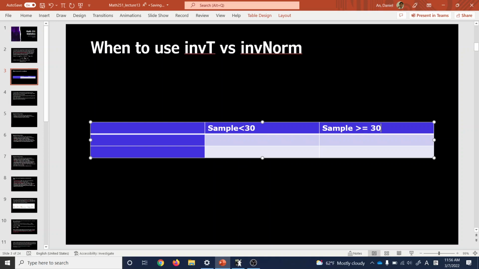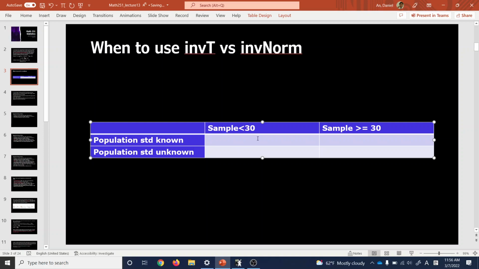And the other case is population STD known and population STD unknown.